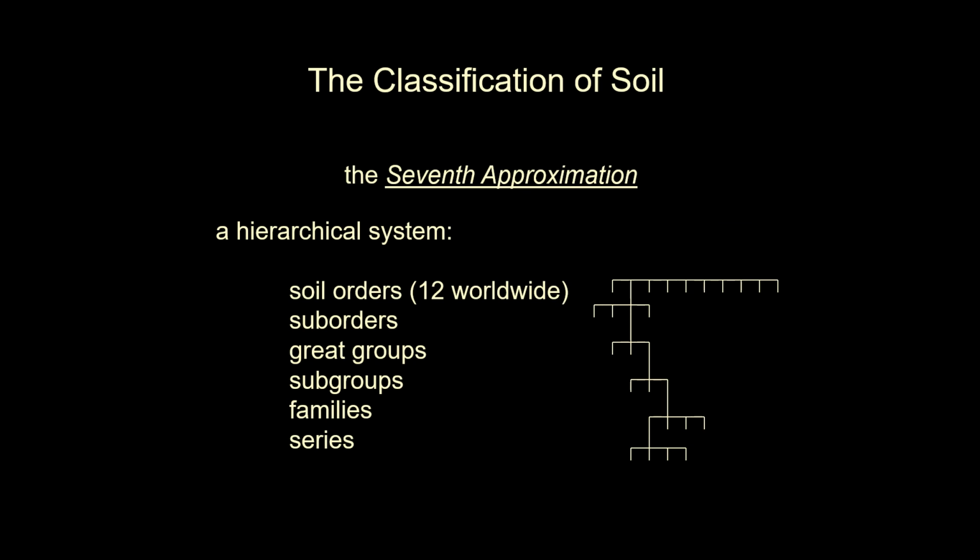soil has been classified into 12 classifications. This 12 classification, that hierarchy system, soil order, is actually worldwide. That process is called the seventh approximation. So make sure that you know that name. Seventh approximation is the process, that soil classification process that took place. It's the same thing worldwide.